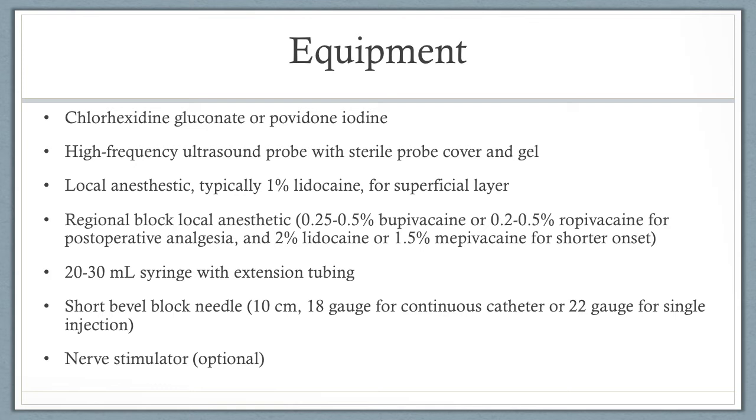The necessary equipment for the nerve block should include the following: a disinfectant and antiseptic such as chlorhexidine gluconate or povidone iodine, a high-frequency ultrasound probe with a sterile probe cover and gel, local anesthetic for the superficial layer, which is typically 1% lidocaine, and also regional block local anesthetic, which could include bupivacaine, ropivacaine, lidocaine, or mepivacaine, a 20 to 30 ml or cc syringe with extension tubing, a short bevel block needle, either a 10 centimeter 18 gauge for a continuous catheter or a 22 gauge for a single injection, and optionally a nerve stimulator.